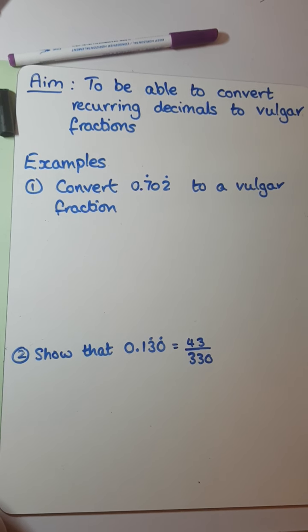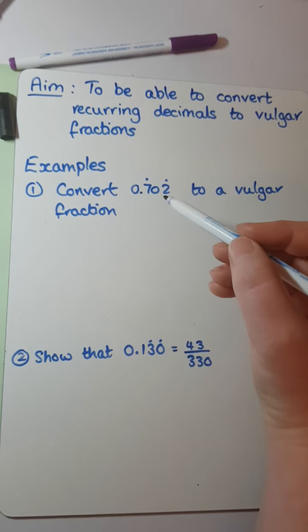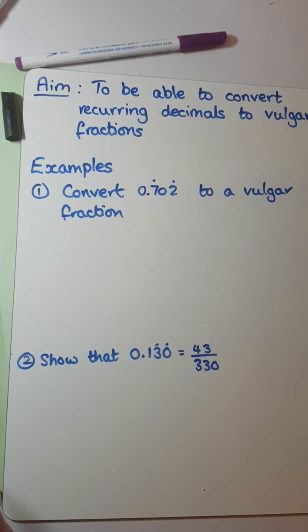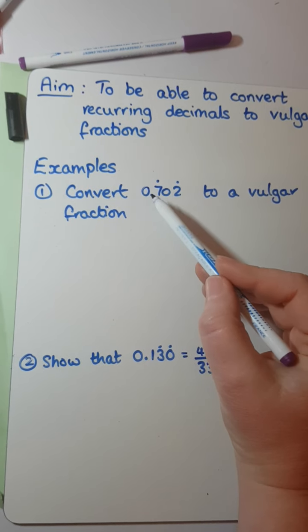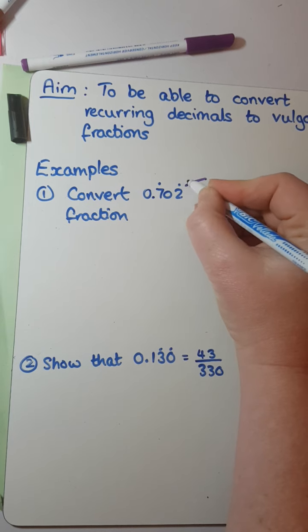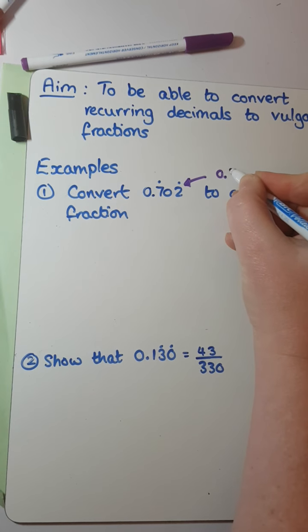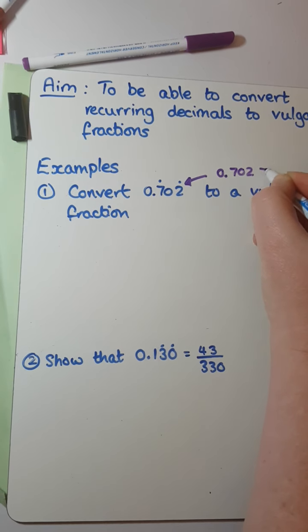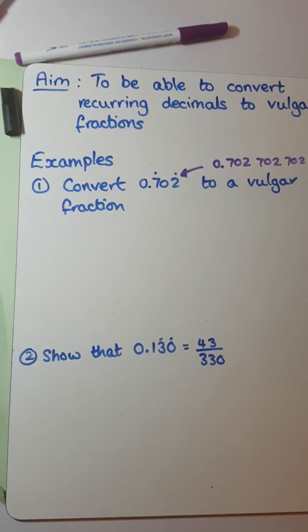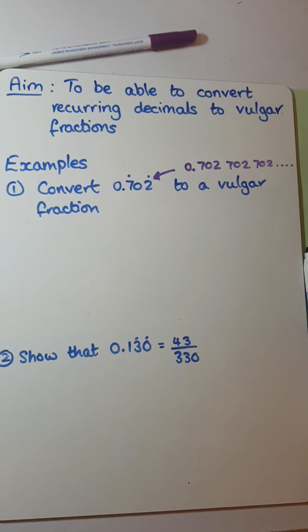It's really important that you notice where the recurring dots are, because that tells you which digits are recurring. You always put the dot at the start of the string and at the end of the string. So that one there actually means 0.702, 702, 702, etc. onto infinity.